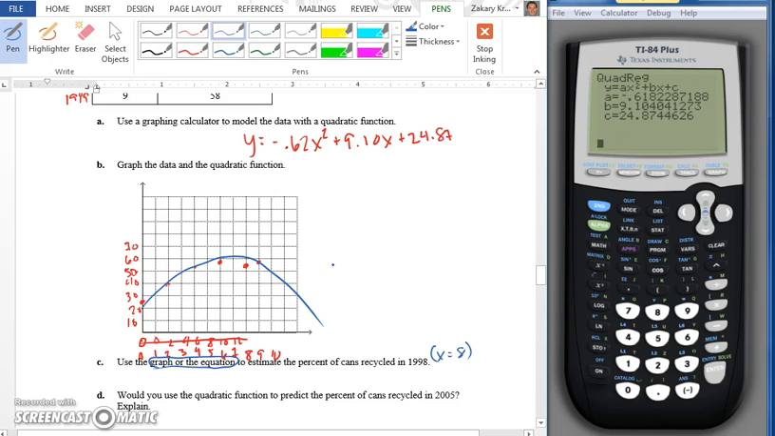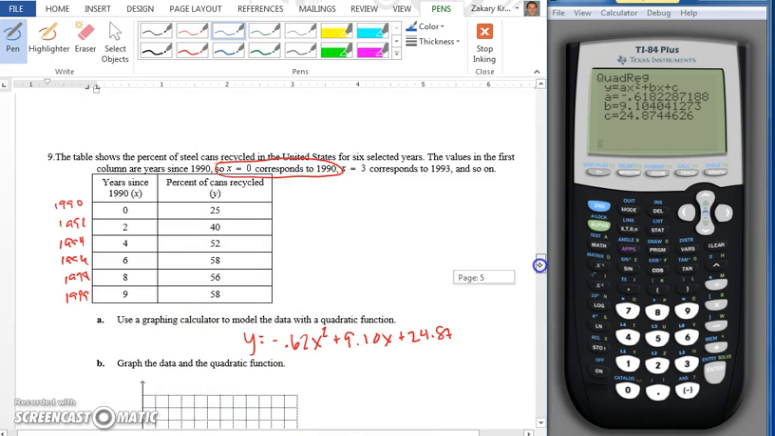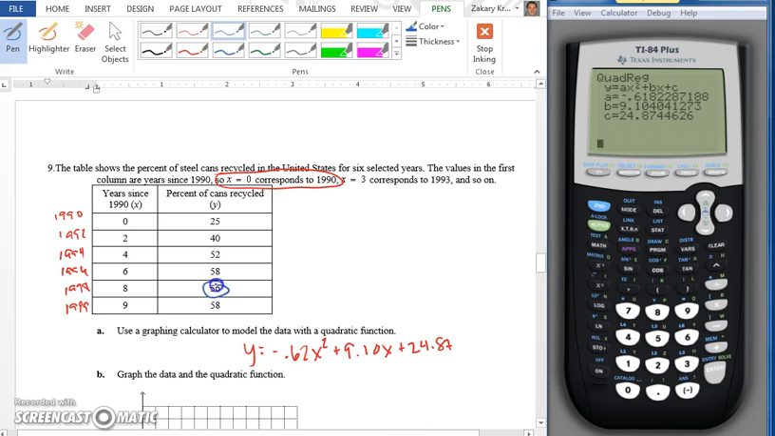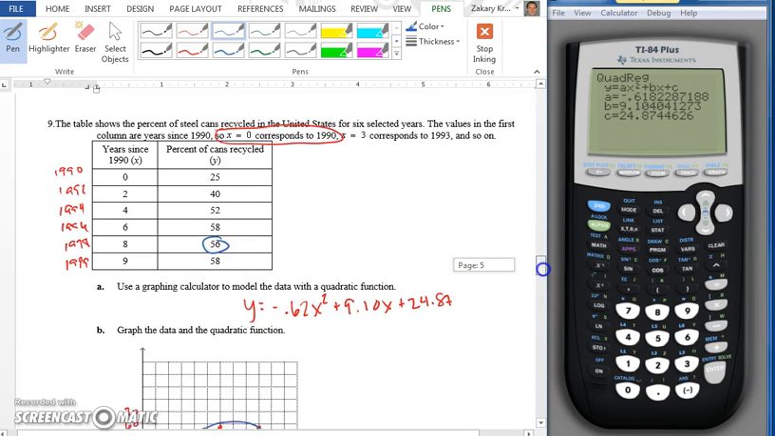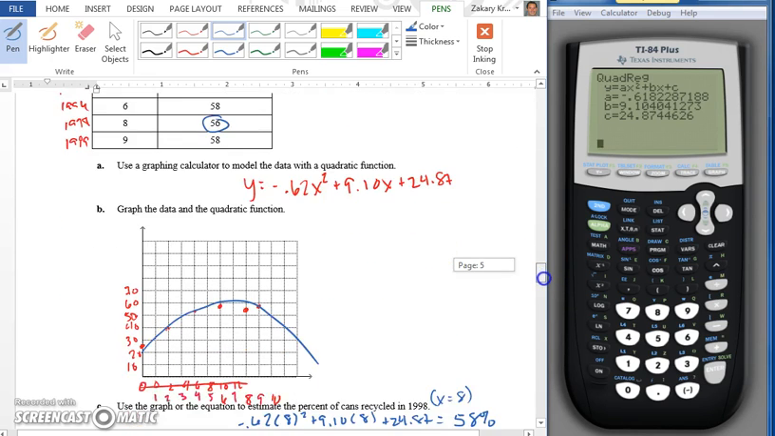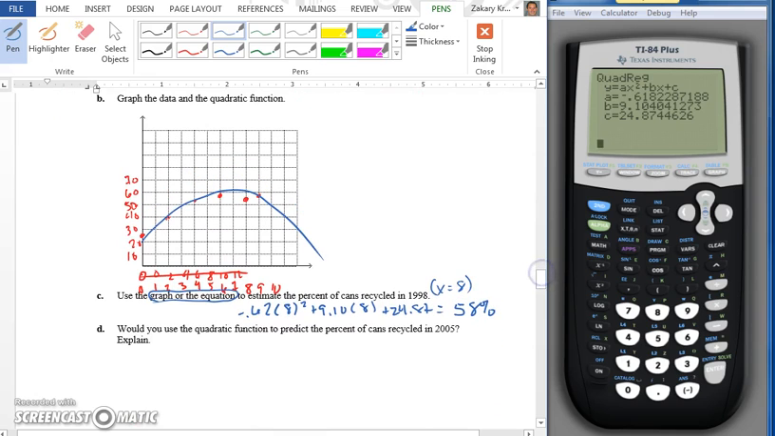Since the graph isn't exact, I would probably use your equation here. So you're going to do negative 0.62 times 8 squared plus 9.10 times 8 plus 24.87. And again, you can plug all that into your calculator. Just make sure you use everything right, and we get 58%. So right around 58, which is a little bit different than what we got up here. It was 56. This just goes to show that just because we give an equation doesn't mean it's going to be exact every time. It's a good estimation that we should use.